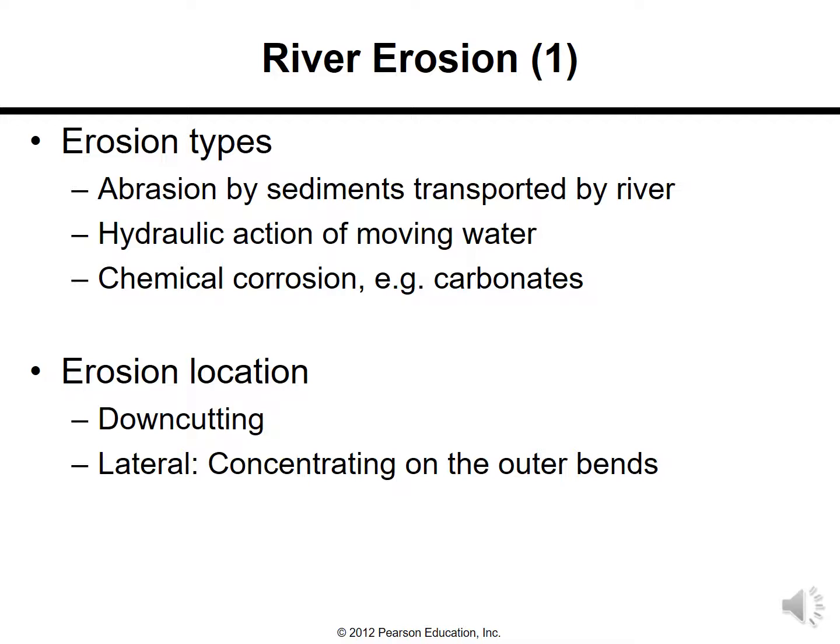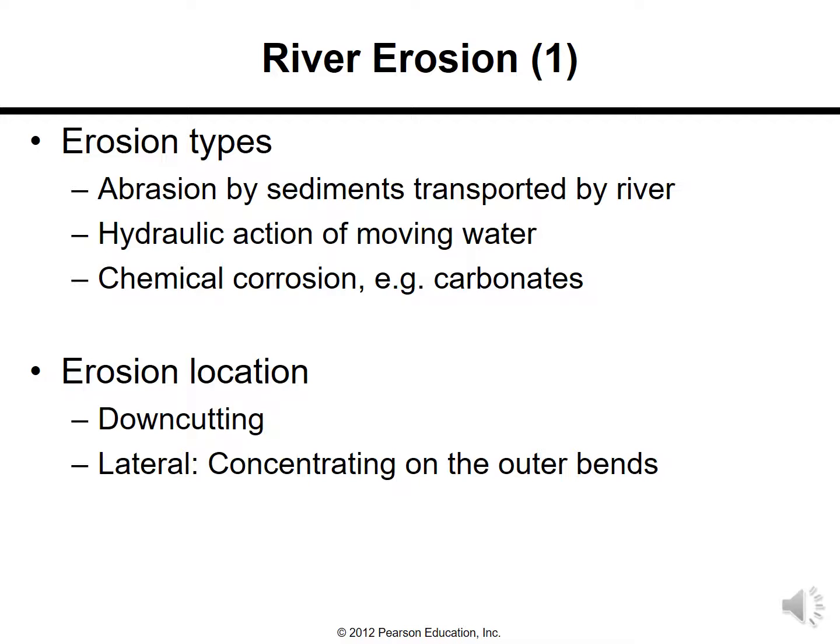River erosion. There are different erosion types that we would like to talk about. The abrasion by sediments transported by the river is one type of erosion. Hydraulic action of moving water, and also chemical corrosion. For example, carbonates can get dissolved if you have a little bit of acidic water within your river. Likewise, these different types cause erosion.